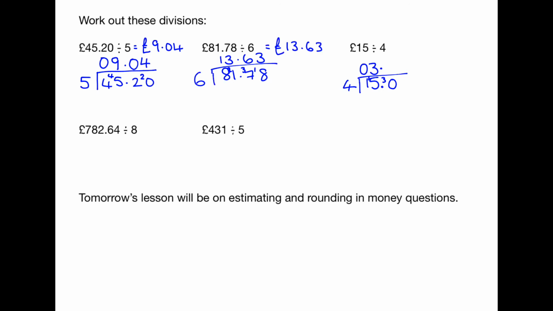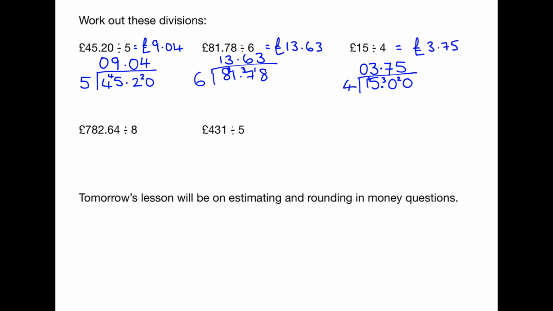So 4 into 30 goes 7 times, with 2 left over. And again, we've got nothing left to carry it on to, but 15.0 is exactly the same size as 15.00. So you can add as many zeros as you want once you've got your decimal point. So 4 into 20 goes 5 times. So the answer to that one is £3.75.